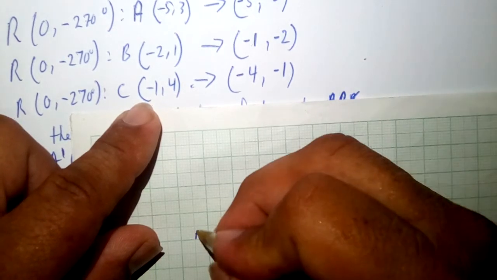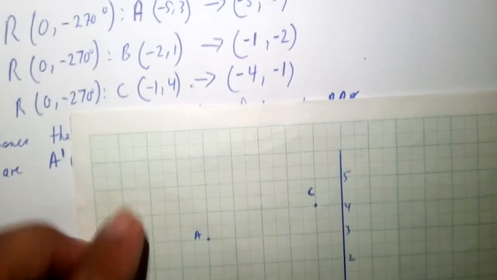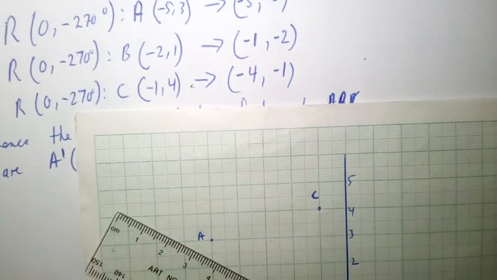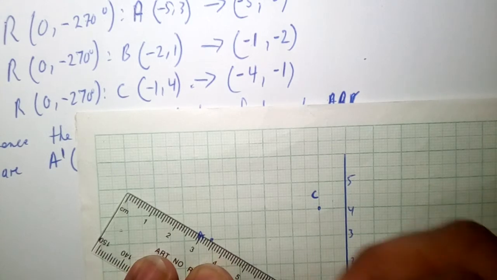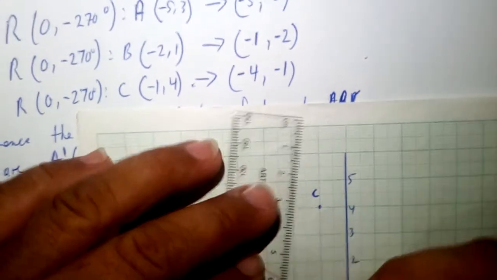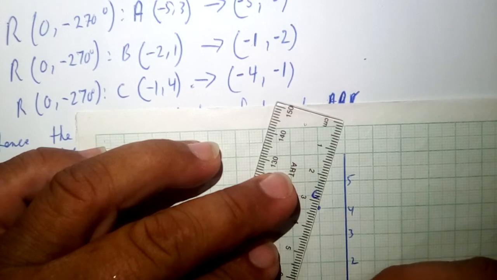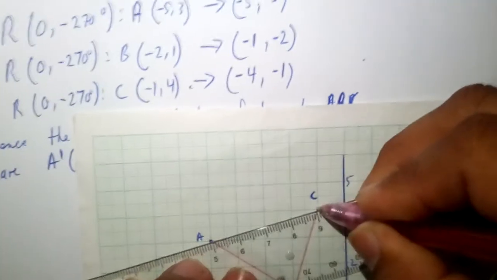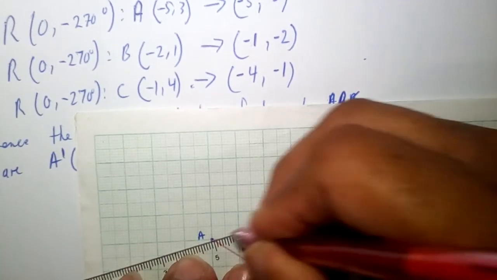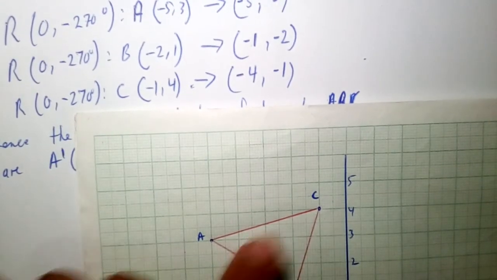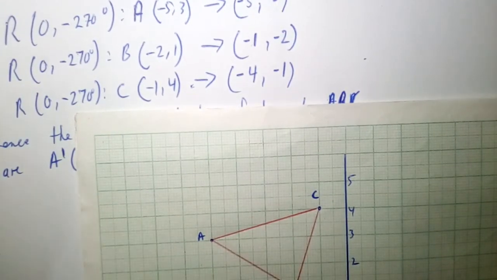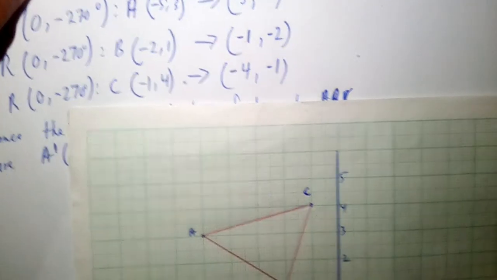I will be joining them again with a red pen so that it is visible. Okay, we join these points. So we join the 3 points. So these are 3 points which we started with. So now let's plot our other points, which is the image.